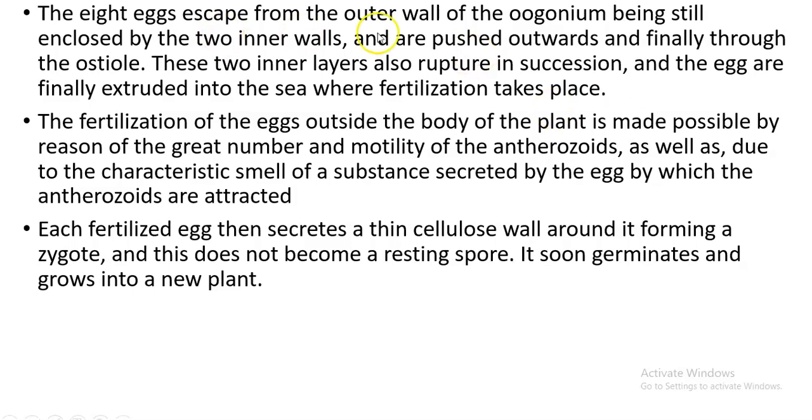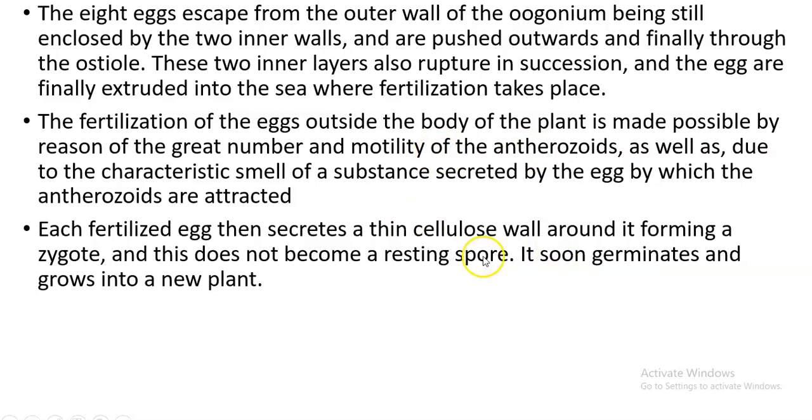Eight eggs escape from the outer wall of the oogonium, and they will be fusing with the male gametes, and fertilization will be happening. You have to understand that this fertilization is happening outside the body, right? Both eggs are released into the water, then male gametes are also released into the water. It's not like the fertilization happening within the oogonium. No, both eggs and male gametes are released outside. Okay, even in Ectocarpus we saw like this.